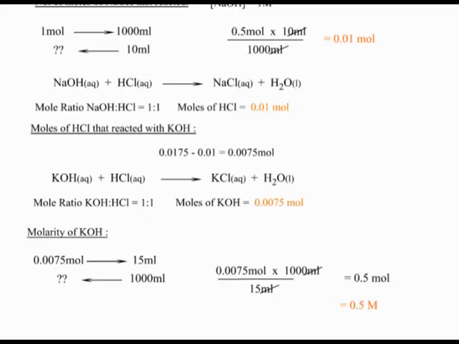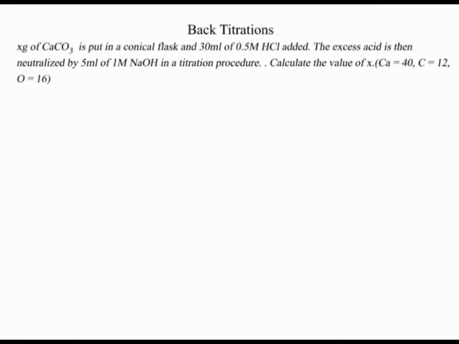Another example: X grams of calcium carbonate is put in a conical flask and 30 milliliters of 0.5 molar hydrochloric acid added. The excess acid is then neutralized by 5 milliliters of 1 molar sodium hydroxide in a subsequent titration. Calculate the value of X. In other words, we find the mass of the calcium carbonate. We can get the relative formula mass of calcium carbonate. If we get the number of moles that reacted, we will then get the mass.